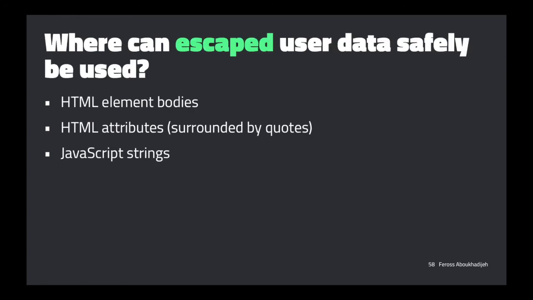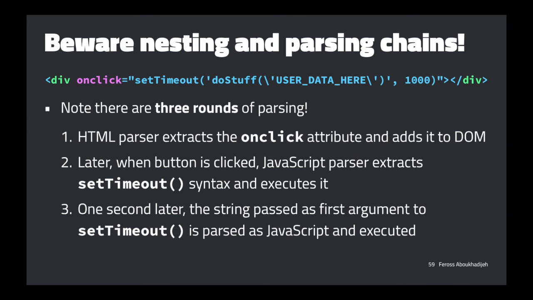So anyway, TLDR, you can escape user data safely in these 3 contexts, avoid the other ones. Just a few final notes. Beware of nesting parsing chains. You can see in this example, we have user data that's in a string in a function that's in a string that's passed to a set timeout that's in an attribute of an HTML element. If you do that, and you're trying to figure out how to escape this, you're going to have a hard time.